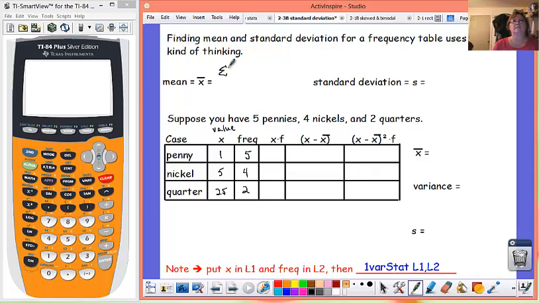We take the summation of each XF pair. If you think about what that means, folks, and then divide by the number of coins that there are. If you think about what that means, we want the total value. Okay, we're going to find the total value of our coins and then the average of that. So the average value per coin.